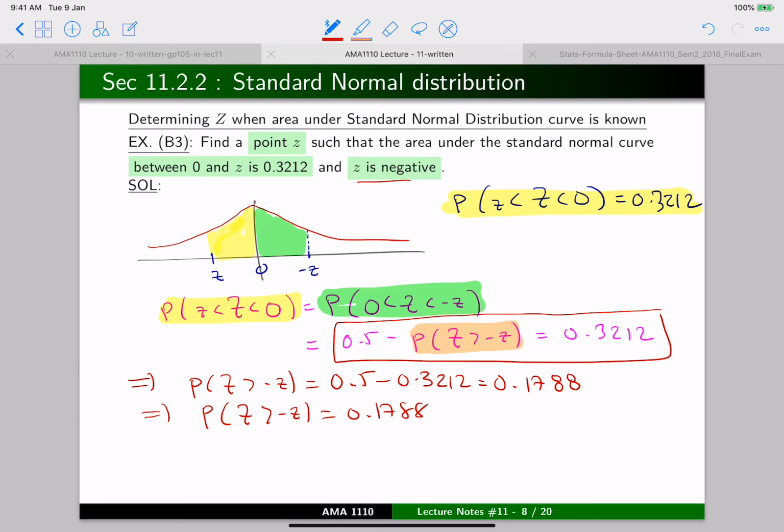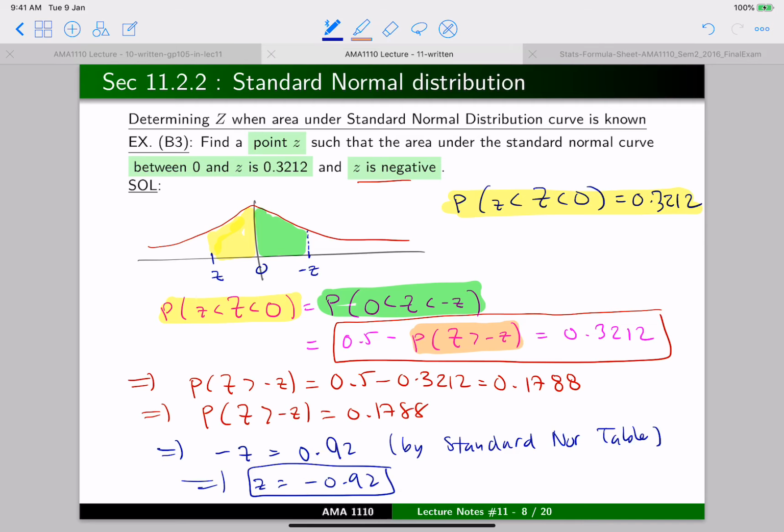So that means this minus z must be equal to 0.92 by the standard normal table. So that means that this small z, after we negate both sides, is minus 0.92. So this small z here is 0 minus 0.92.